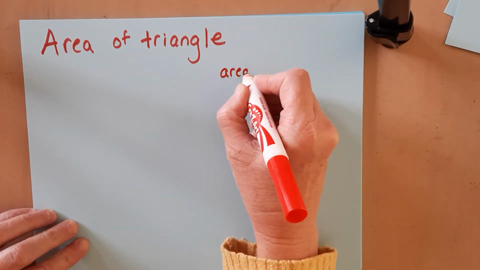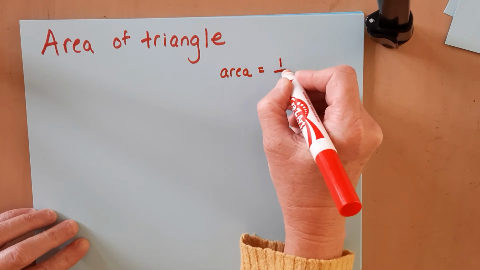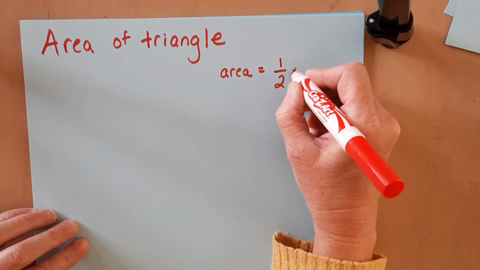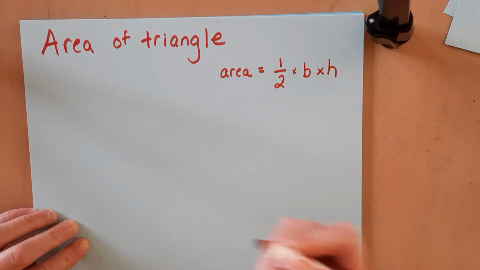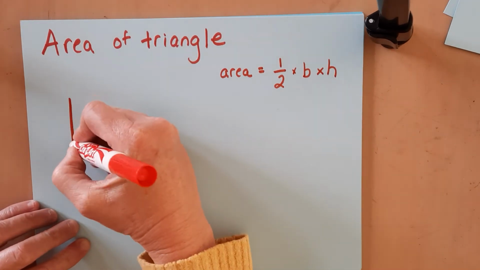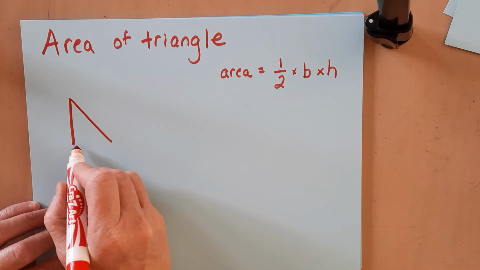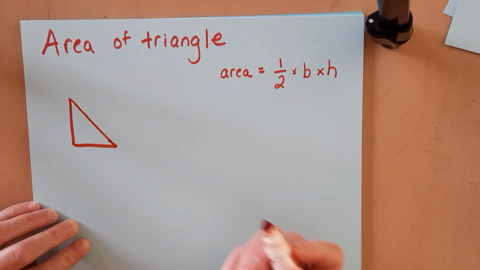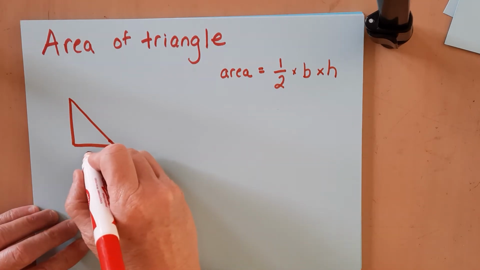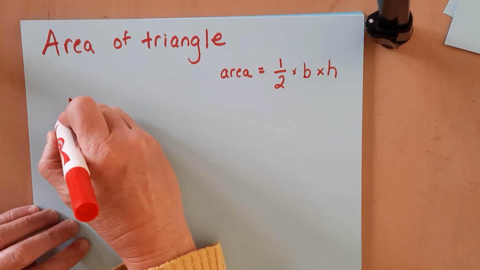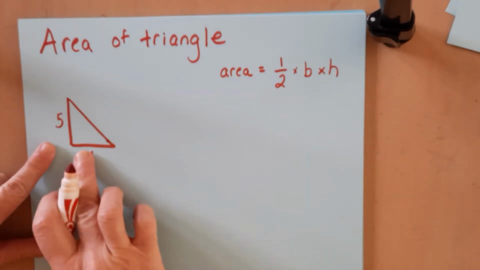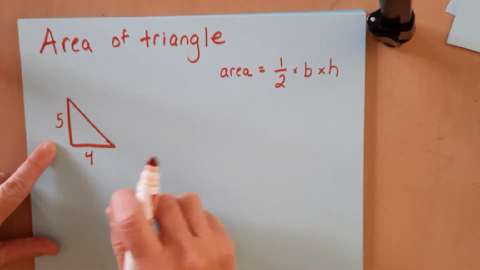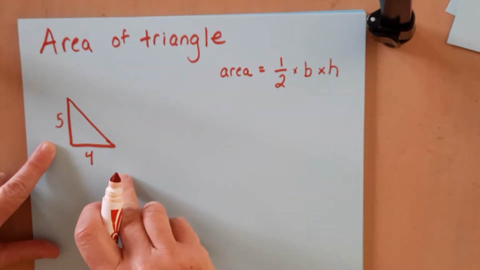So I was telling you that the formula for finding an area of a triangle is: the area equals 1/2 times the base times the height. Let's look at what that looks like. I have a right triangle that looks like this. And let's say that the base is 4 and the height is 5. If the base is 4 and the height is 5, how do we find out how big this triangle is, how much area it covers?